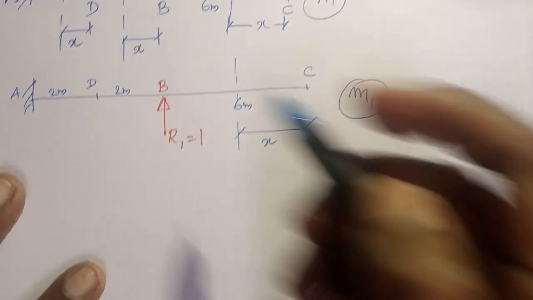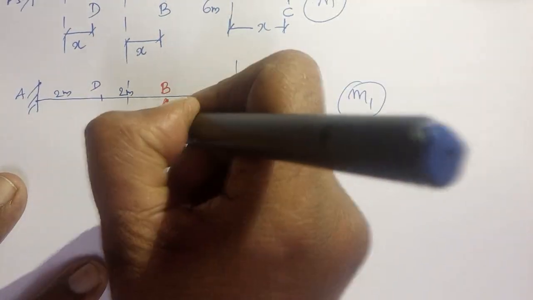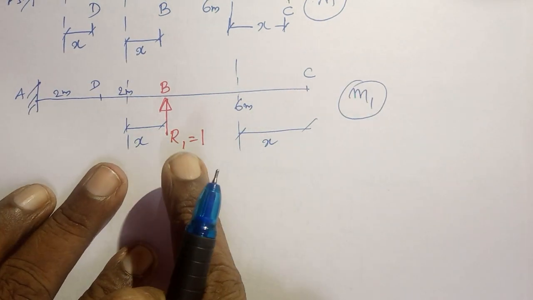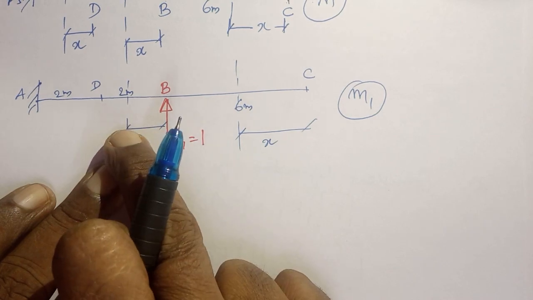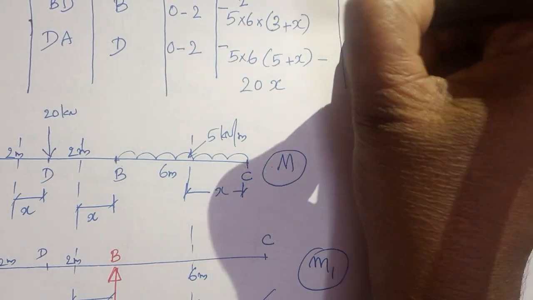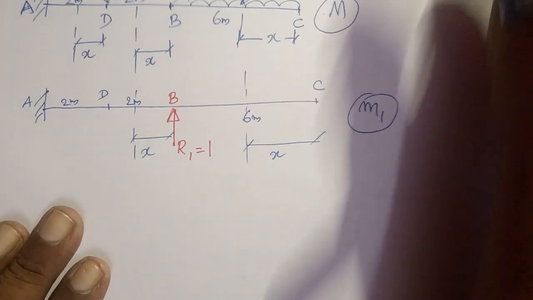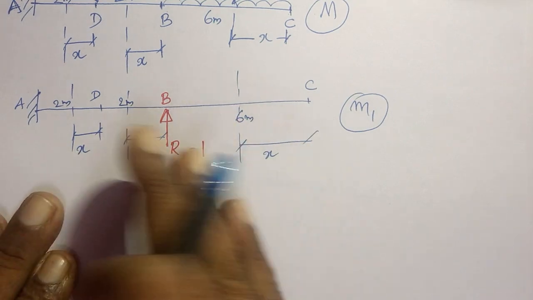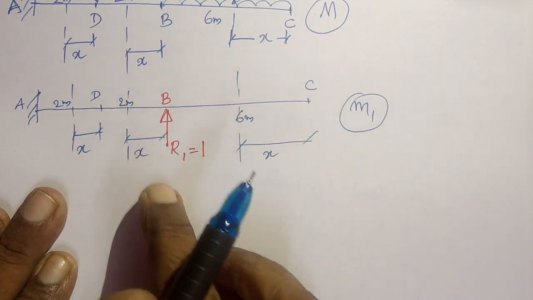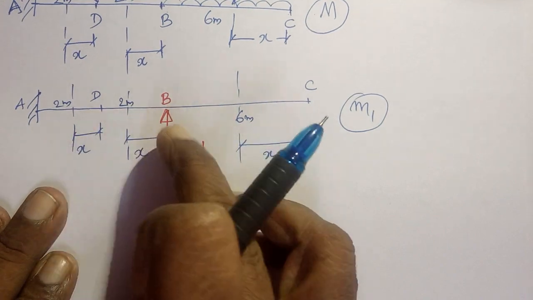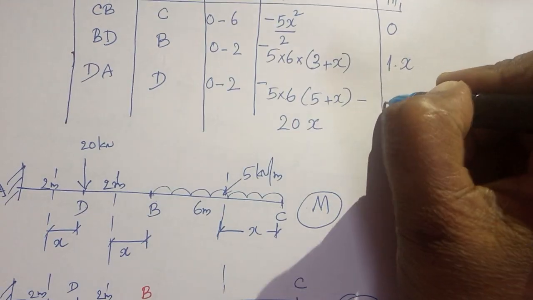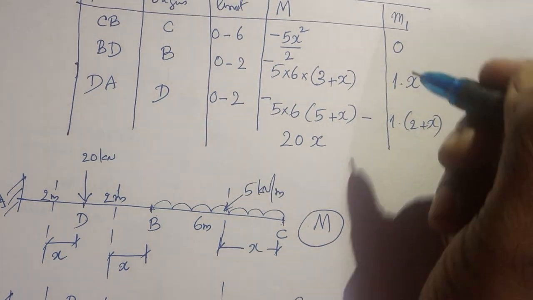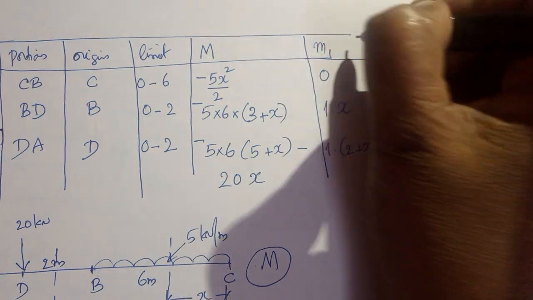Now consider this next portion at a distance X. All the loads to the right of it, there is only one load, 1. This is 1 into X. So the bending moment expression is 1 into X. For the next, considering right of the section, there is only one load, 1 into the distance will be 2 plus X. So it will be 1 into 2 plus X.